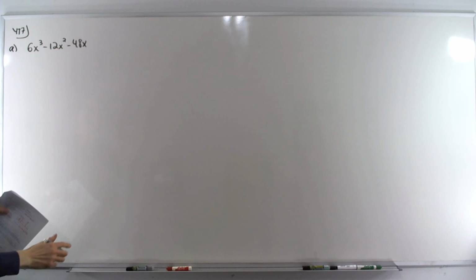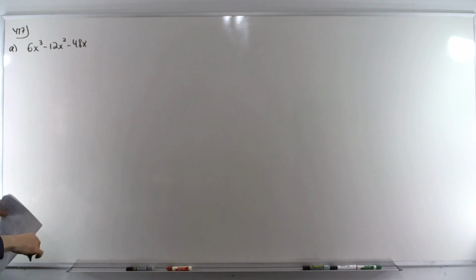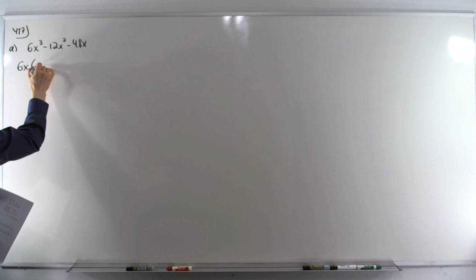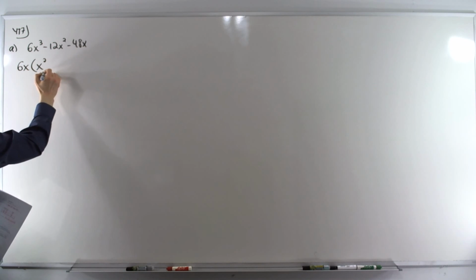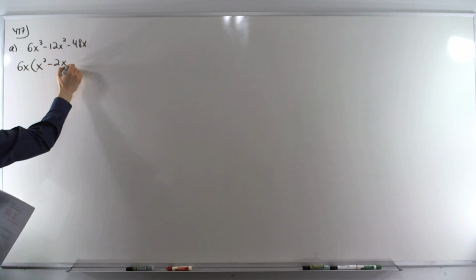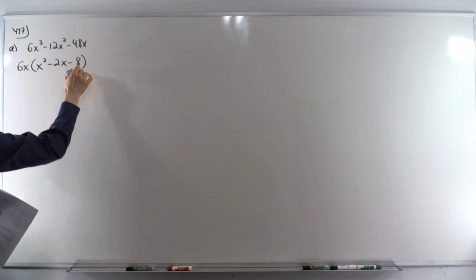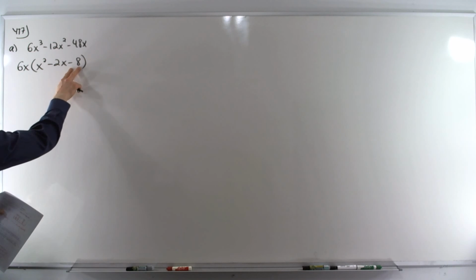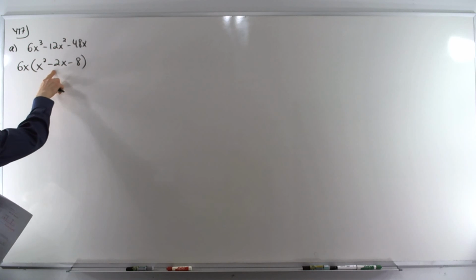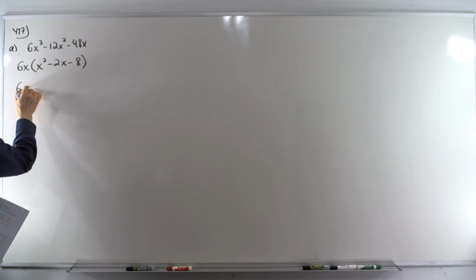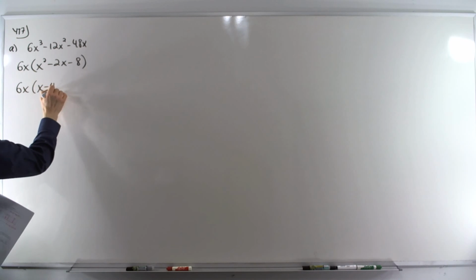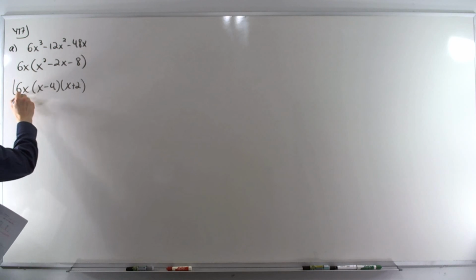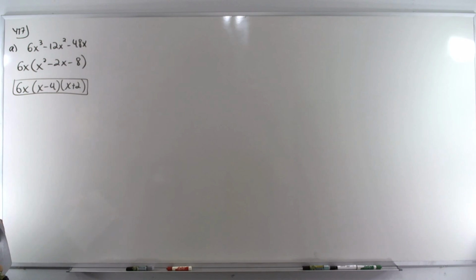Part A. We have three numbers that are all divisible by 6, and we have at least one x in each term, so we'll factor out 6x. It gives us x squared minus 2x minus 8. So now we need two numbers that multiply to get -8 and add to get -2. That's going to be -4 and 2. So our final factored form is 6x times x minus 4 times x plus 2.